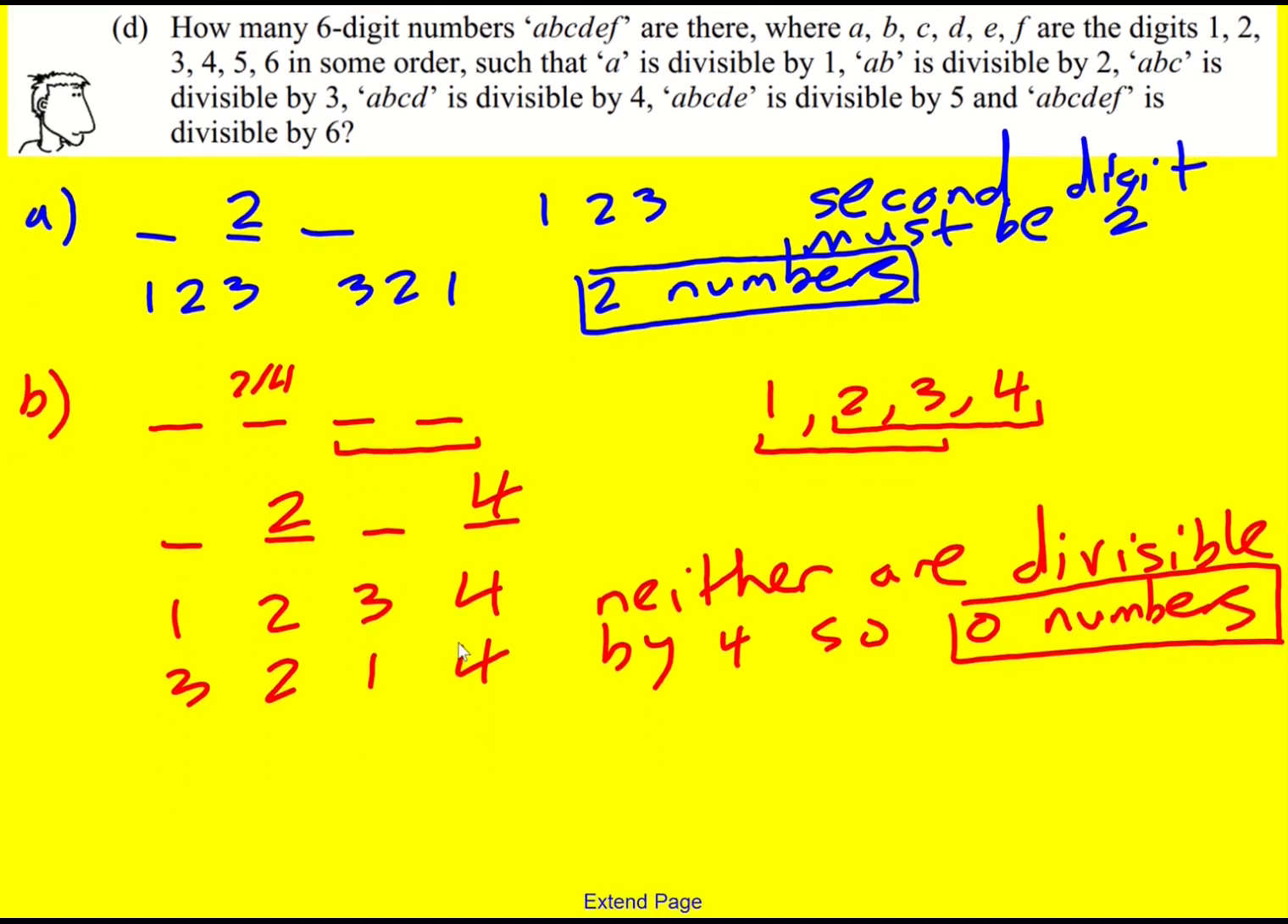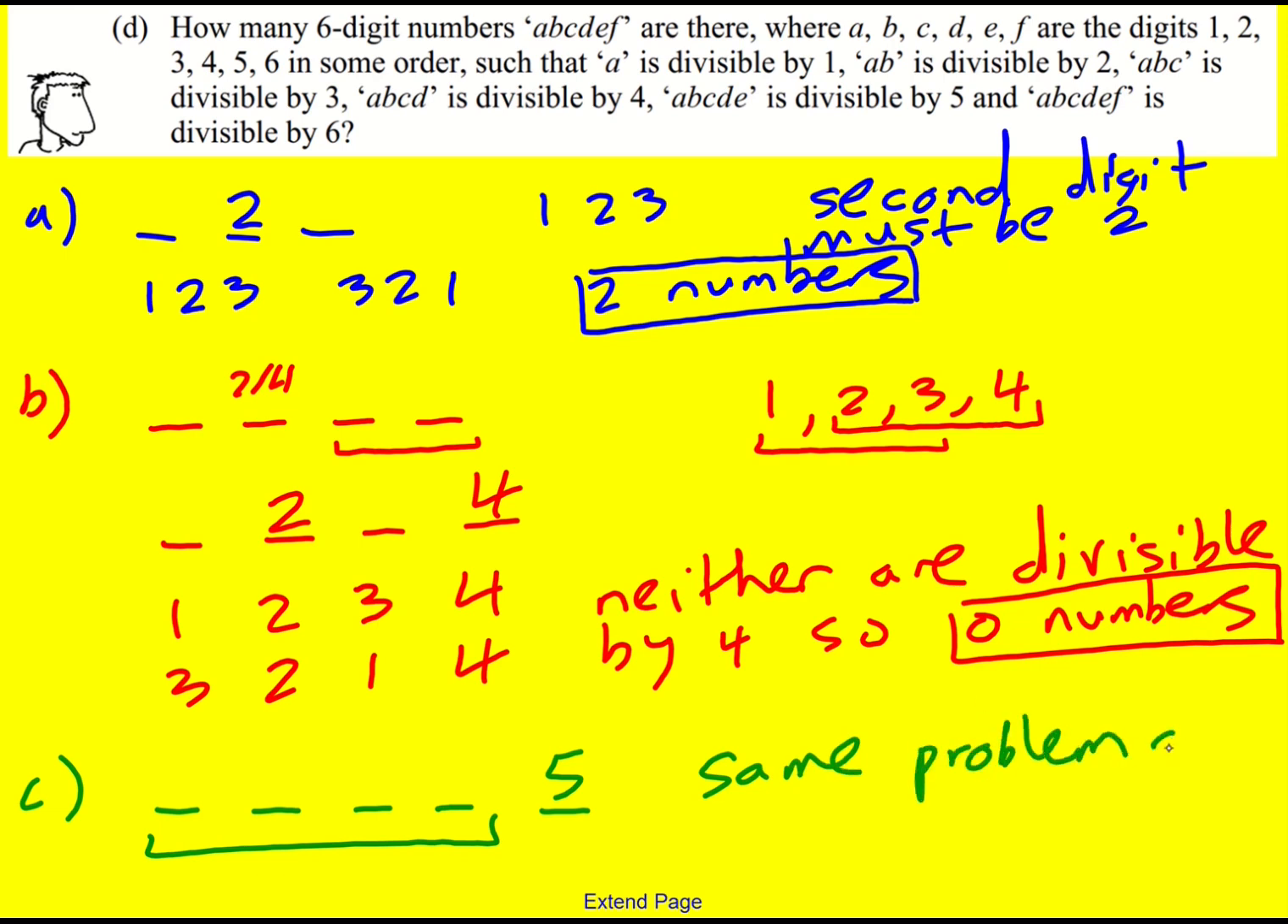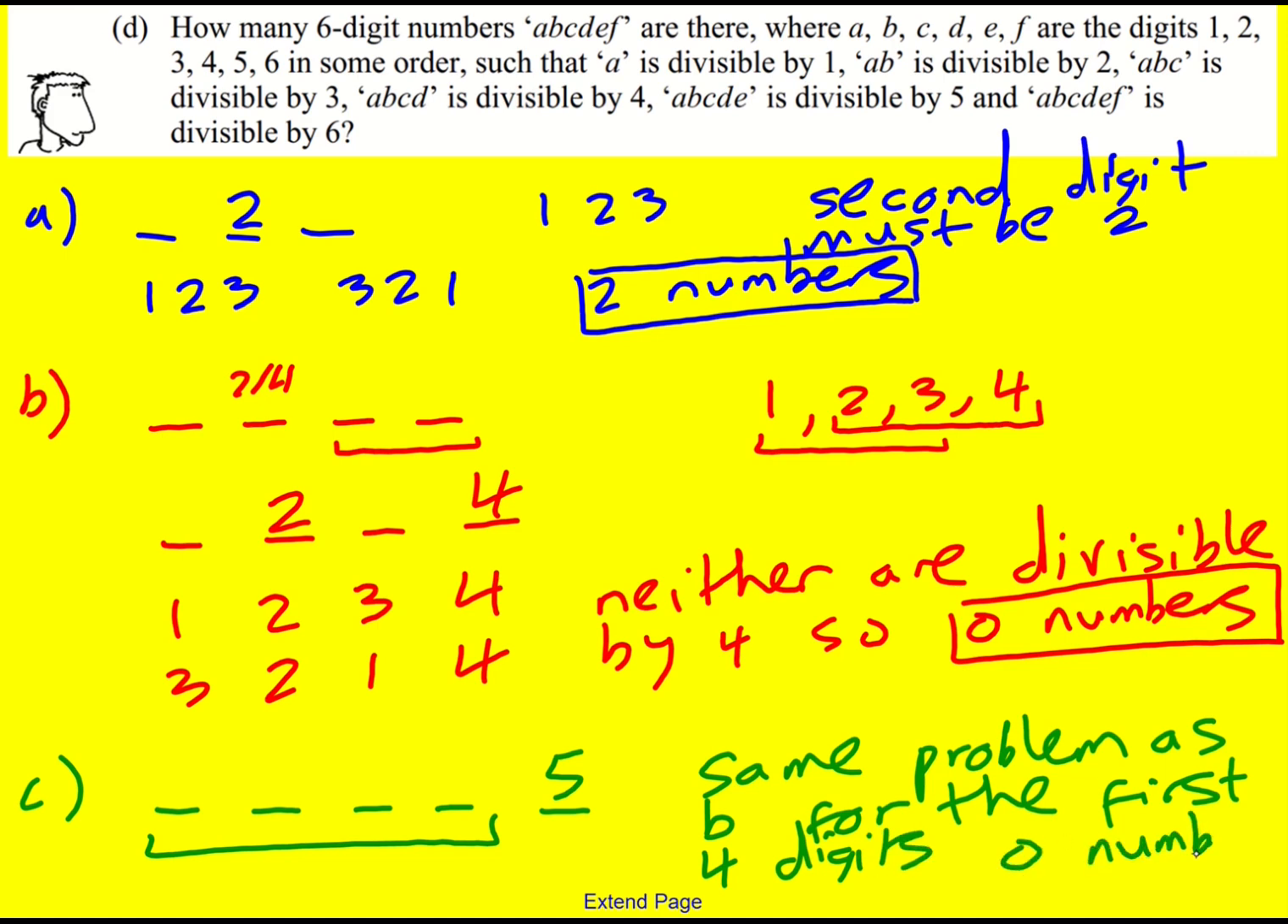On to 5 digits with the same sort of requirements. Now, for the full number to be divisible by 5, the last digit must be 5. But then we've got 1 to 4 here, and we're going to encounter the same problem as before for the first 4 digits. So again, there's going to be 0 numbers that can have this property.